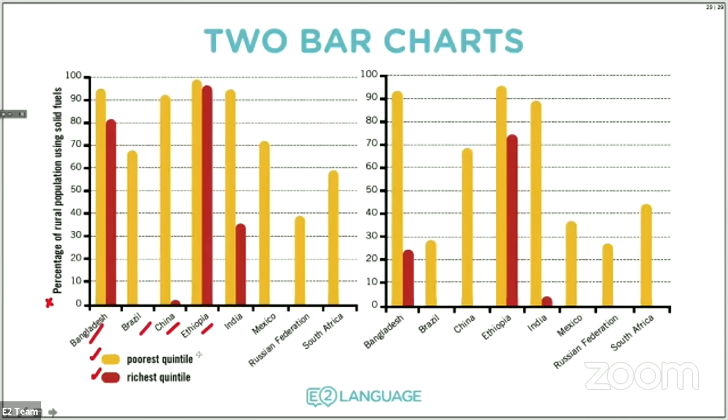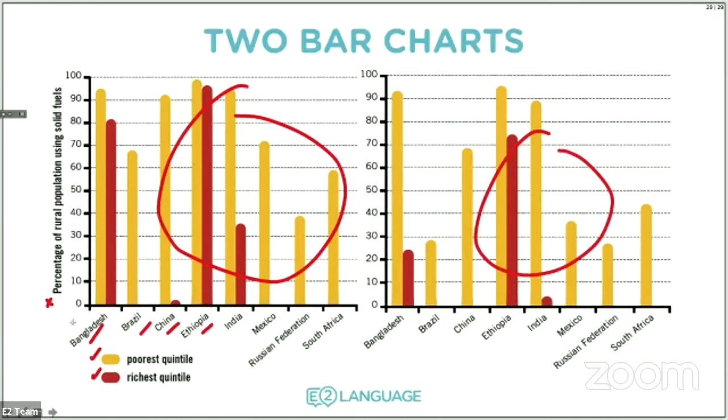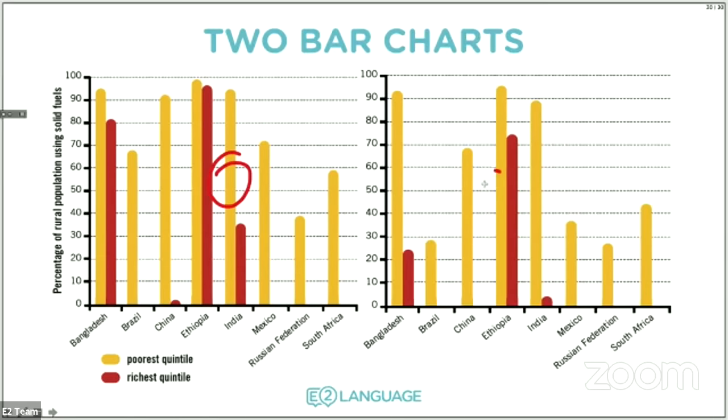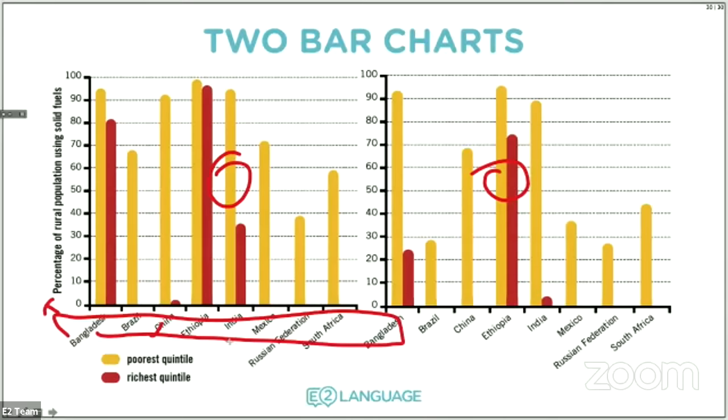So let me describe this without reading it. Here we go. These bar charts represent the percentage of rural population using solid fuels across various countries, including Bangladesh, Brazil, and China, including the poorest and the richest quintile. I'm going to do it again. I'm going to say these bar charts represent the percentage of the population living in rural areas who use solid fuels across various countries, including Bangladesh, China, and India, in the poorest and the richest quintile.